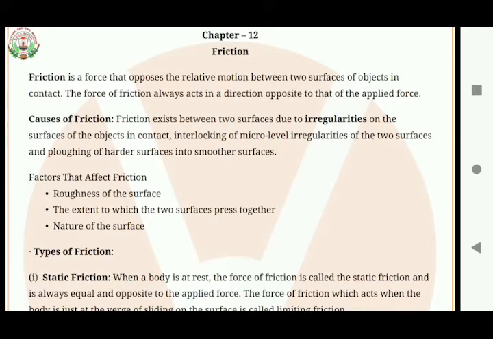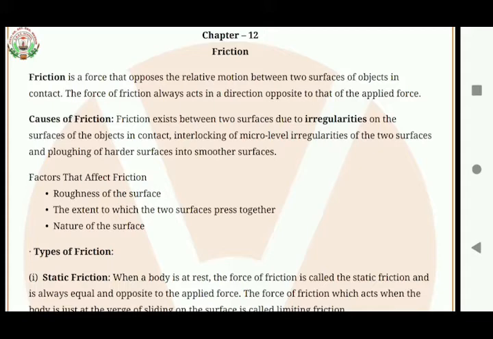Today, let us have a revision of the important points we have discussed in the chapter Friction. What is friction? Friction is a force that opposes the relative motion between two surfaces of objects in contact. The force of friction always acts in a direction opposite to that of the applied force. So friction is an opposing force which reduces the motion of an object.